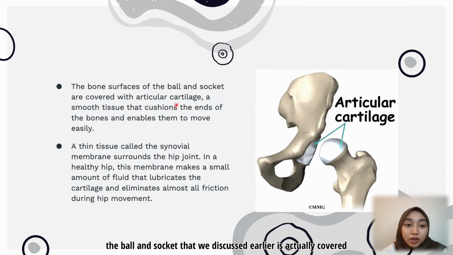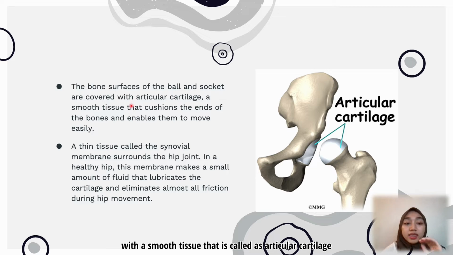The ball and socket that we discussed earlier is actually covered with a smooth tissue that is called the articular cartilage, that serves as a cushion that enables them to move easily or smoothly. There is also a very thin tissue called the synovial membrane that surrounds the hip joint. This membrane serves as a lubricant to eliminate almost all friction during hip movement.